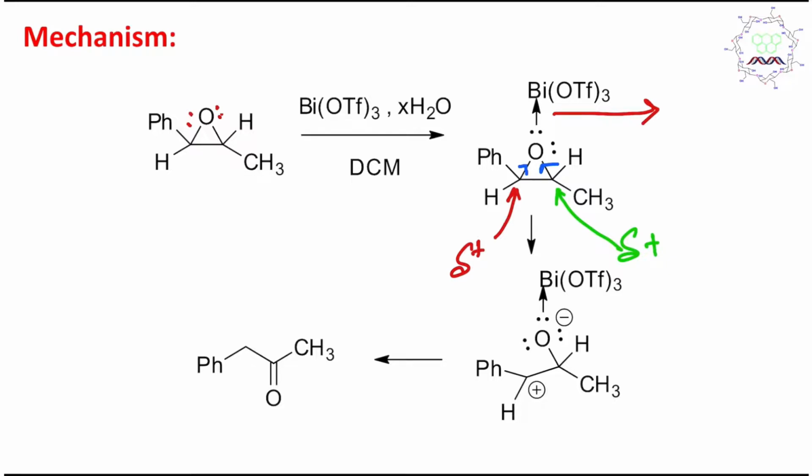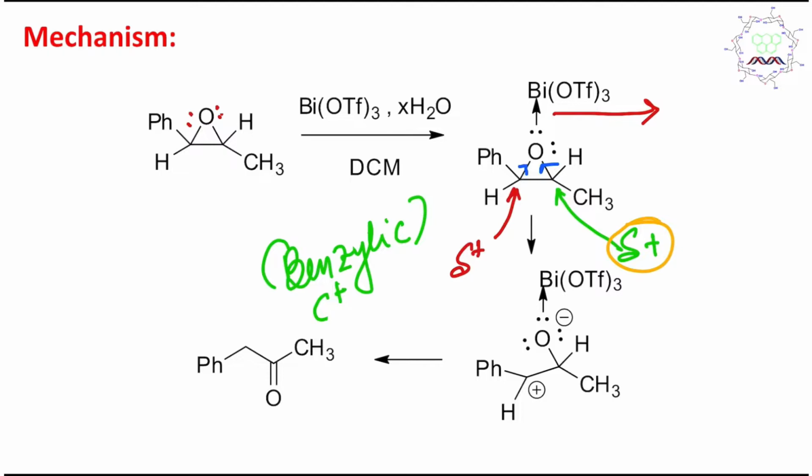Now question: in which case is which carbon more electron deficient, or having more delta plus character? If you look at this side, students, it is adjacent to methyl, so stabilization is not that much compared to the other side, which is actually a benzylic position. And we know benzylic carbocations are relatively more stabilized. I repeat, students, the words relatively more stabilized.